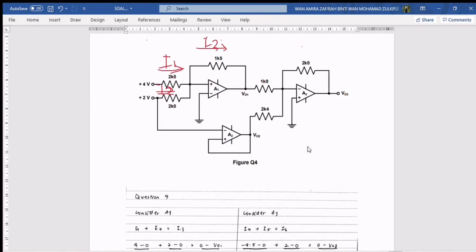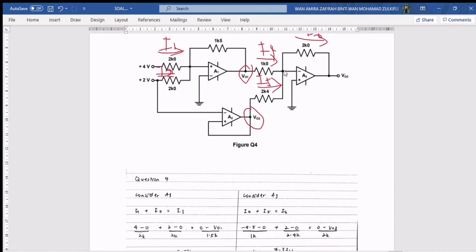Okay, A3 also obtains 2 voltages, which is Vout1 here and Vout2 here. So what we can do is, by applying current in and current out, as we can see here, V plus is connected to the ground, which means the value for V plus and V minus is 0. So by applying current in, current out, which is I4 here and I5 here, summing up these two currents, current in is equal to current out, which is I6 here.